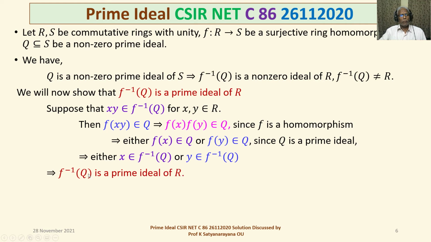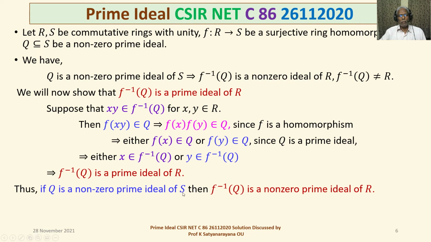Thus, F inverse Q is a prime ideal of R. xy belongs to F inverse Q implies either x belongs to F inverse Q or y belongs to F inverse Q, which implies F inverse Q is a prime ideal of R. Thus, if Q is a non-zero prime ideal of S, then F inverse Q is a non-zero prime ideal of R. This proves the statement given in option 1. Therefore, option 1 is true.